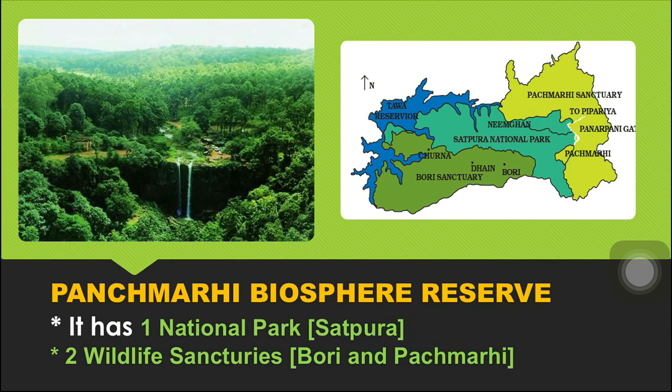And this Pachmarhi Biosphere Reserve contains two wildlife sanctuaries. Which ones? Bori Sanctuary and Pachmarhi. Bori is dark green in color and Pachmarhi is light green in color. So you can see these three are interlinked, and these three areas, dark green, light blue and light green, together form your Pachmarhi Biosphere Reserve.